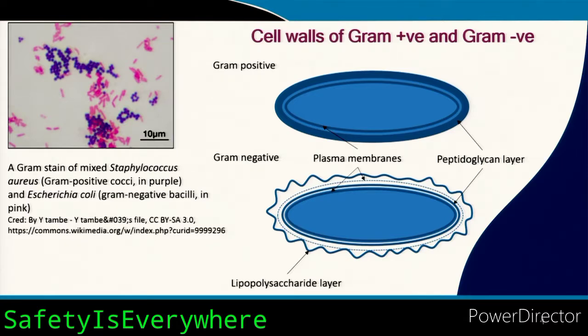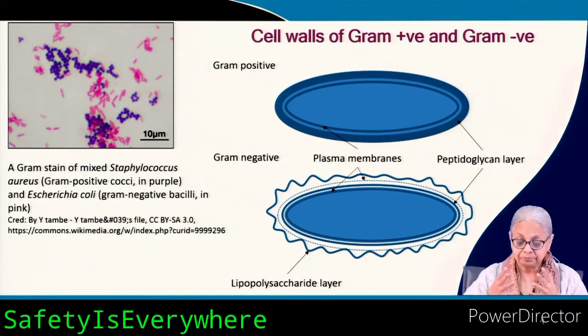So the first thing is the inner plasma membrane. That is followed by a very thin peptidoglycan layer, and this thin peptidoglycan layer is followed by an outer plasma membrane. So there are two plasma membranes, an inner membrane and an outer membrane, and outside all of this is what is called a lipopolysaccharide layer. So this is kind of like a slime layer. It's also called an exopolysaccharide layer, EPS or LPS. So that's the difference between gram-positive and gram-negative cell walls.